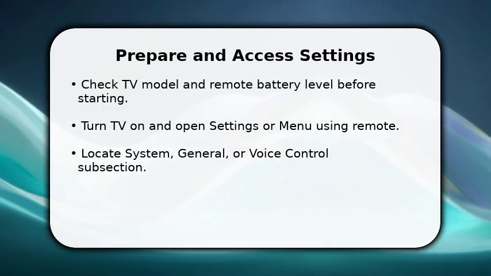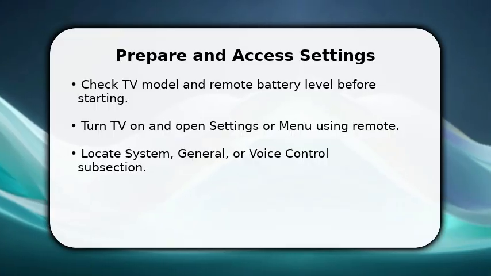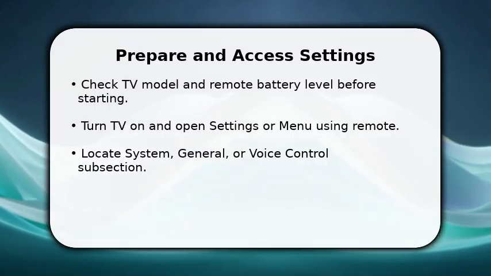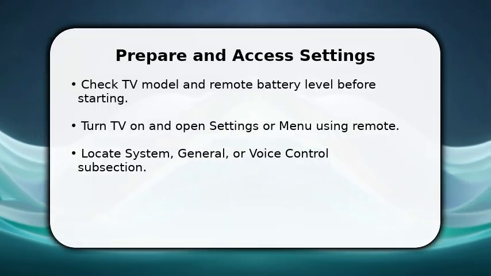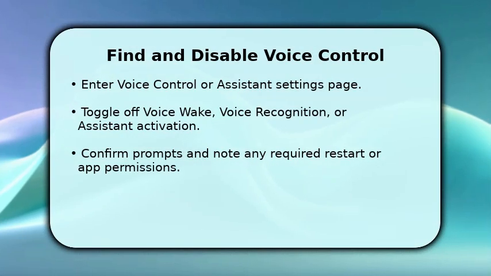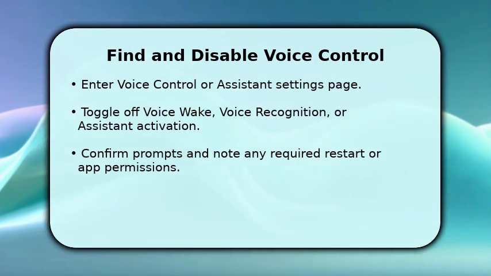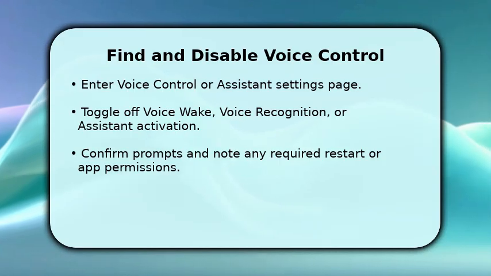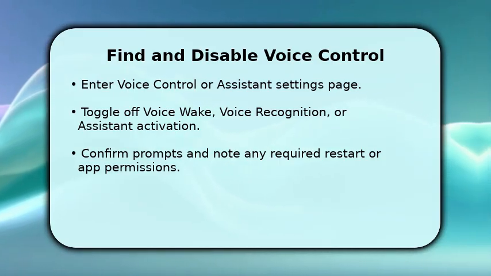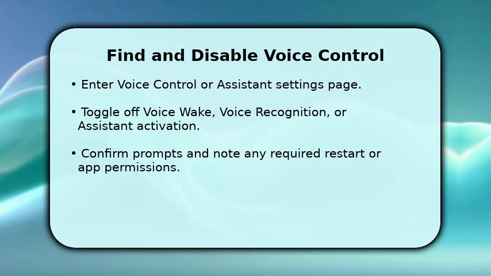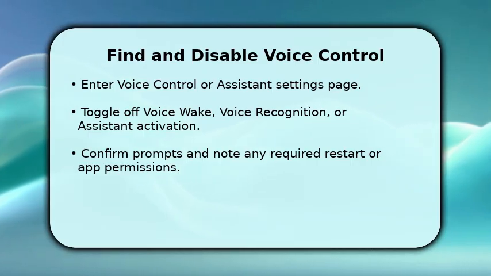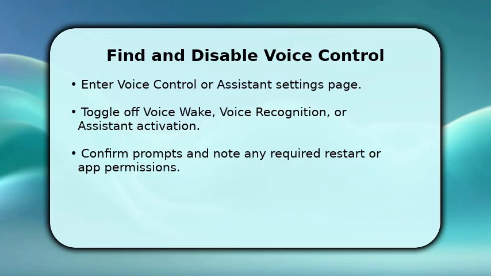Make sure you stay on the settings screen while I walk you through exact toggle locations, because options often appear a level deeper. Now, open the voice control or assistant settings page and scan for toggles labeled voice wake, voice recognition, or assistant activation. These enable listening. You should tap each toggle to switch it off and read any confirmation prompts. Some systems require you to disable permissions in companion apps too.